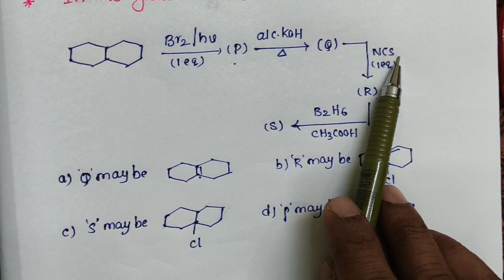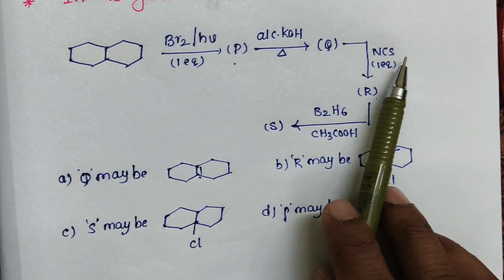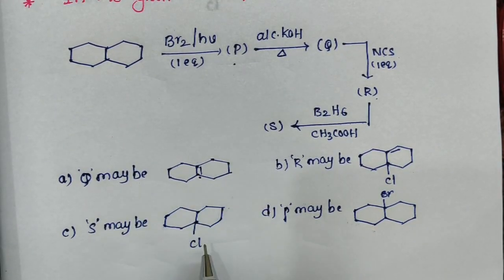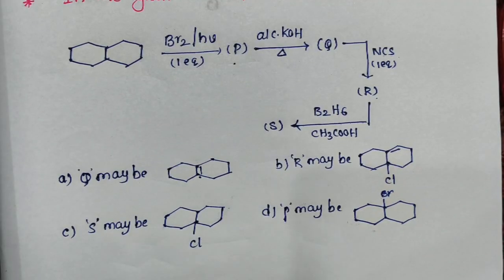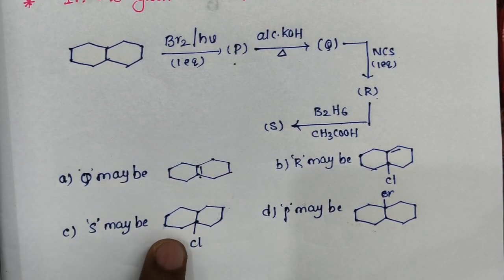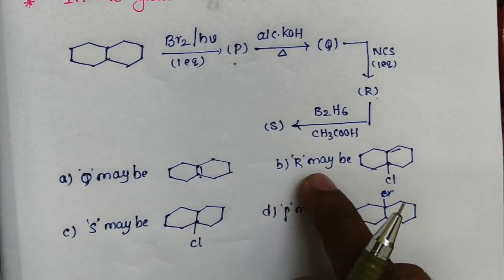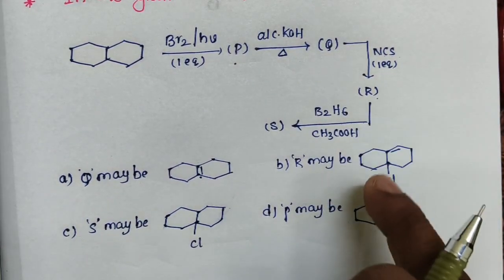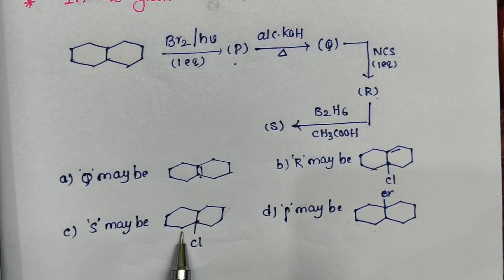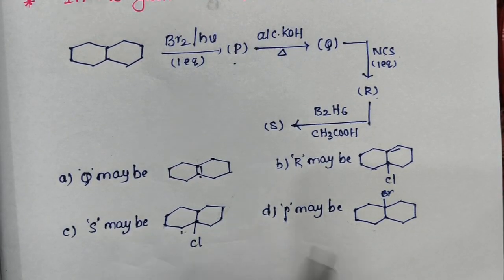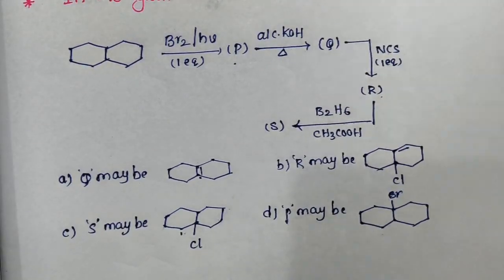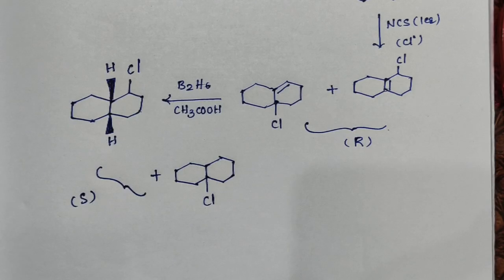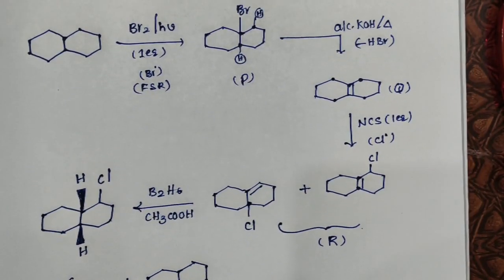Next one, R. NCS means N-chlorosuccinimide, and it gives a chlorine free radical. On which position does that attack? Either this position or this fused position, and after rearrangement the fused position. So we can get the product; yes, this may be R. So R may be option 2. Next, in the presence of hydroboration oxidation we got one of the products, and this is also another kind of product. So this is a multi-answer question, and we can follow this procedure.